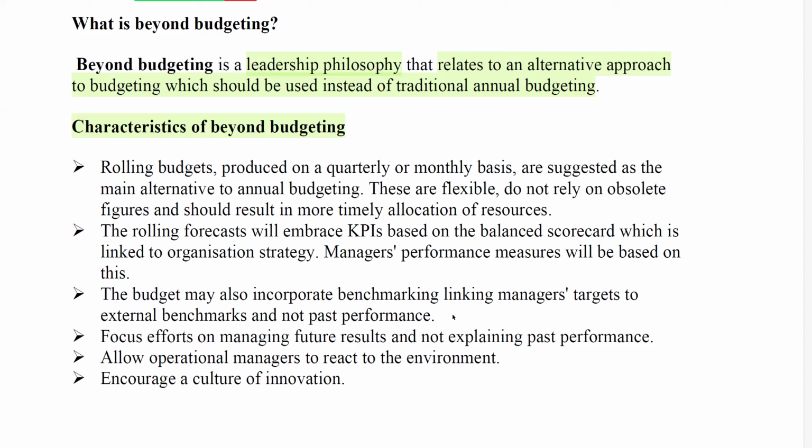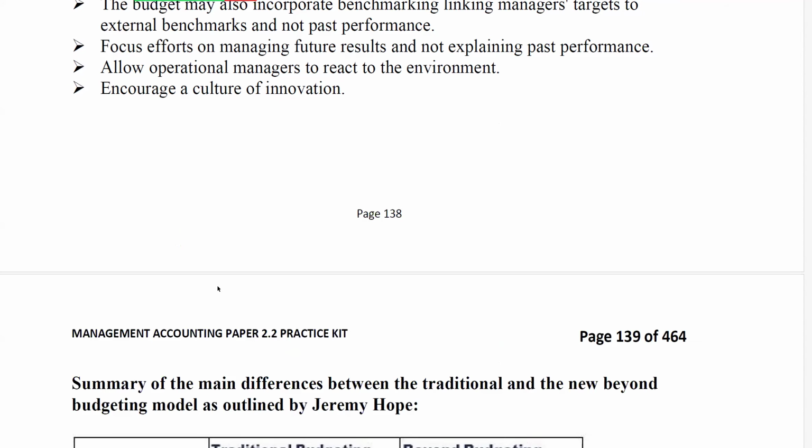So you see here, we are looking at alternatives to what? Annual fixed systems, okay? So it focuses the efforts on managing your future results. That is why it goes beyond budgeting, looking at how you can achieve organizations' objectives. What are your critical success factors? What key performance indicators can be put there to achieve them, right? Instead of just focusing on the budgeting. There are things which are beyond the budgeting. So you can allow operational managers to react to the environment. You can also encourage a culture of innovation, because where there's innovation, there's success, right?